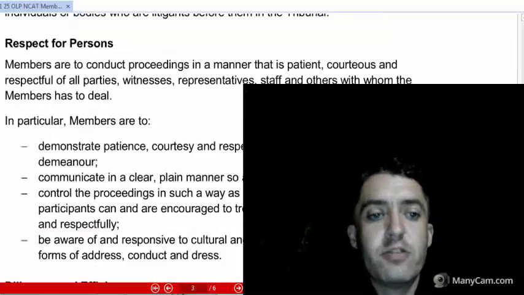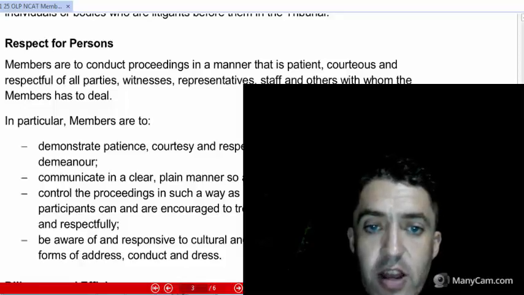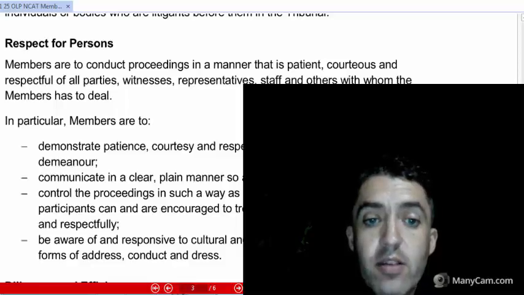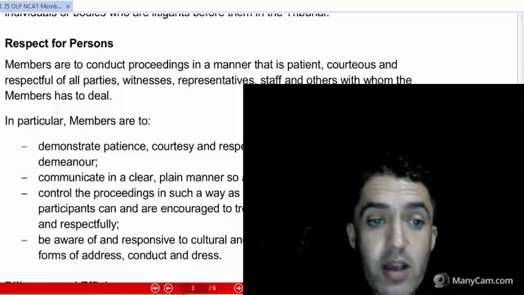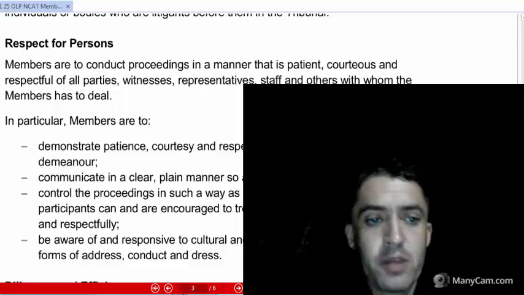Respect for persons. Members are to conduct proceedings in a manner that is patient, courteous, and respectful to all parties, witnesses, representatives, staff, and others with whom the member has to deal.